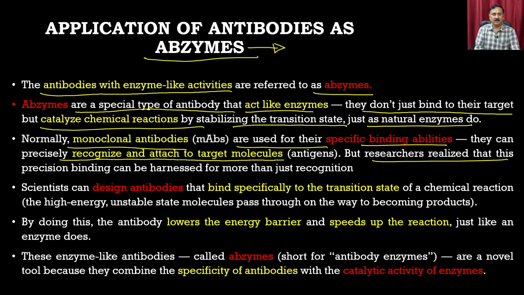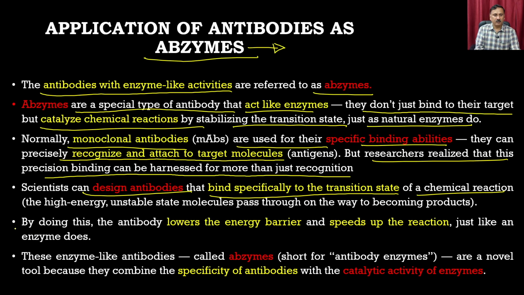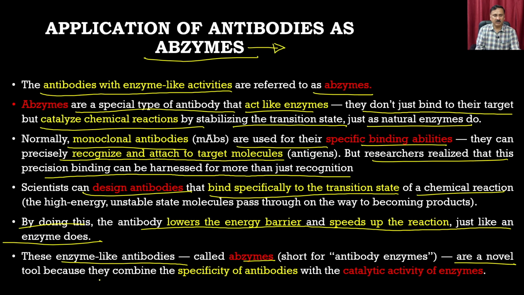But researchers realized that this precision binding can be harnessed for more than just recognition. So scientists can design antibodies that bind specifically to the transition state of a chemical reaction, and by doing this the antibody lowers the activation energy barrier and speeds up the reaction just like an enzyme does. These enzyme-like antibodies are called abzymes, and they are a novel tool because they combine the specificity of an antibody with the catalytic activity of an enzyme.